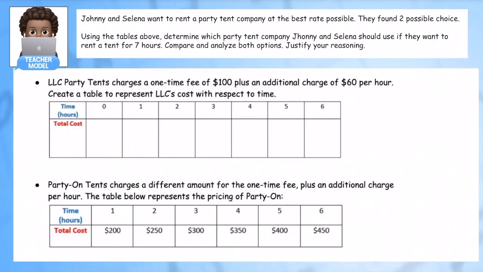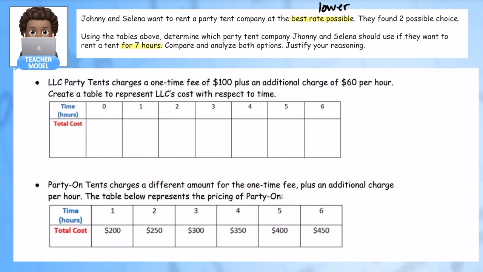Take a moment to stop and read the problem for yourself. Awesome. Now, Johnny and Selena want to rent a tent with the best possible rate. And since they are the buyers, that means they want the lower cost. And they have their two options here, and they are looking to rent for 7 hours.